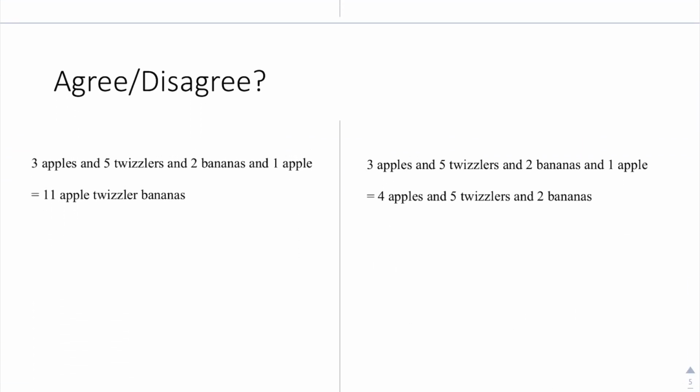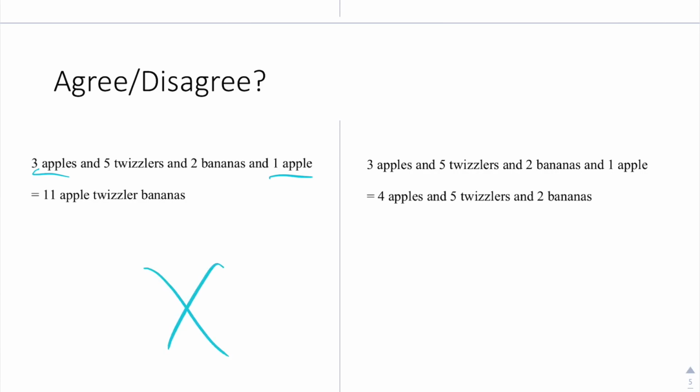So if I have 3 apples, 5 Twizzlers, 2 bananas, and 1 apple, well, I can say that I have 3 and 1 apples to make 4 apples, but I can't say I have 3 plus 5 plus 2, what's that, 10 plus 1, 11. I can't say I have 11 apple Twizzler bananas. Combining apples, Twizzlers, bananas, it doesn't make new variables, okay? So we can't combine things that aren't exactly alike. So this is a disagree.